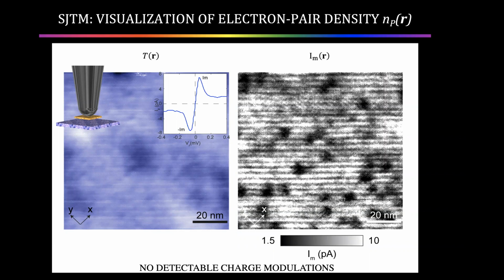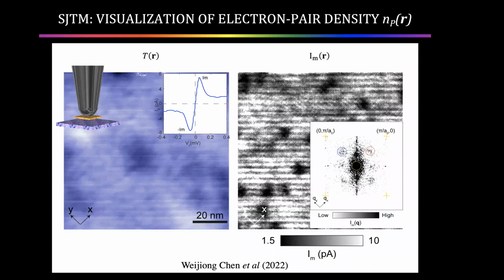At this doping, there are no detectable charge modulations, neither looking in real space nor looking in the Fourier transform of the I-over-V from the negative gap edge to the positive gap edge. We don't see any charge modulations. It's 17% plus or minus 1%. But we do see the pair modulations quite clearly. This other modulation here is the crystal supermodulation, which I'm ignoring today. I talked about it on Monday. Here is the four-unit cell pair modulation.